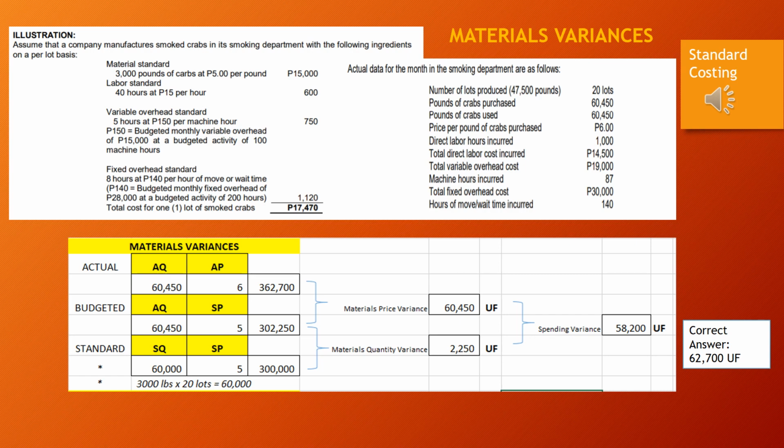So here, if you are going to look at the price, it is 60,450. That's the difference between the actual and the budgeted. So since mas mataas ang actual, therefore it is unfavorable. Now here, sa materials quantity, you need to deduct budgeted and standard. Now, but the standard is lower than the budgeted. Therefore, unfavorable pa din yung result niya by 2,250. So since pareho silang unfavorable, so like signs add. So, 60,450 plus 2,250. So, mali itong spending variance natin. We need to add 60,450 and 2,250. So, that's still unfavorable.